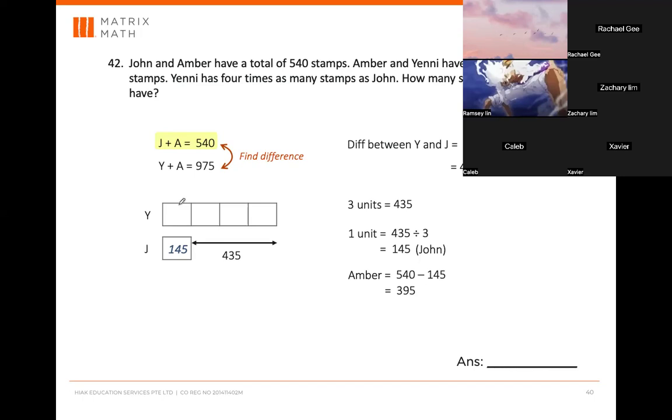Of course, if you want to find Yenny, you can. But why do we risk ourselves getting more careless mistakes? Because when you want to find Yenny, you need to use 145 times 4, then minus again. So we can use what we have for John, which is 145 here, to find Amber, because Amber in these two situations is the same Amber. So therefore, 540 minus 145 will be 395. So that's the number of stamps that Amber has.